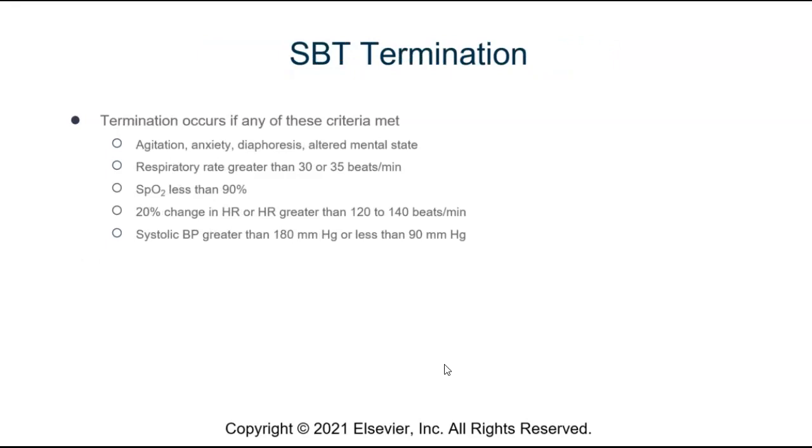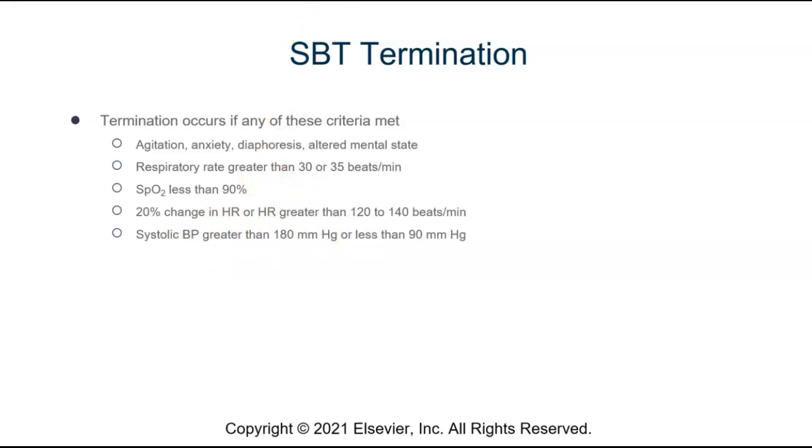Okay. So there are things that we should be looking for when we are doing these spontaneous breathing trials. If you observe any signs of distress, like agitation, anxiety, diaphoresis, altered mental status, if their respiratory rate goes up to like 30 or 35, their SpO2 drops, there's a 20% change in heart rate or a heart rate greater than 120 to 140, or there's a big change in their blood pressure, you should then be stopping the weaning trial.